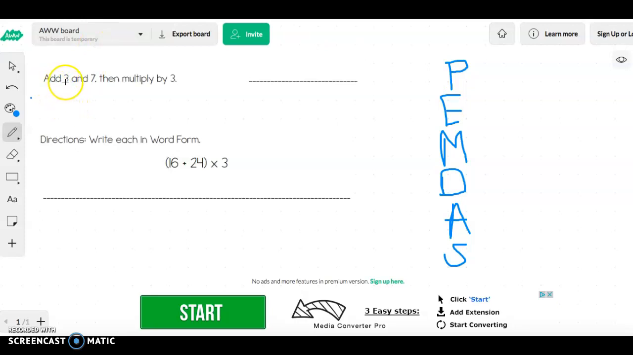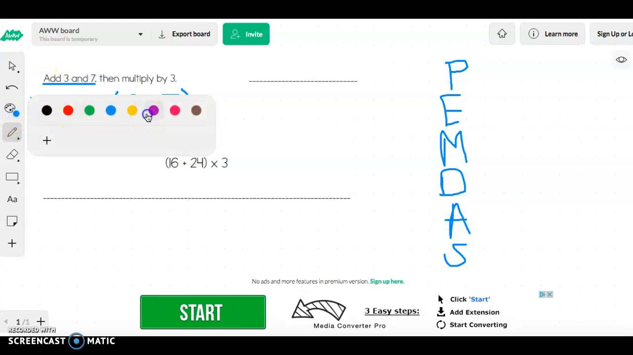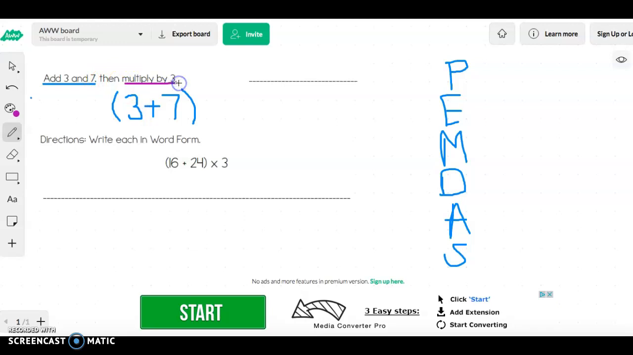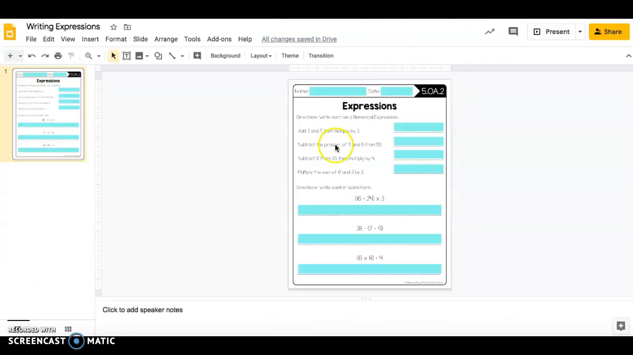Right here it says add 3 and 7. So first, parentheses, I need to put 3, add means plus, 7. I did this first sentence here, and then it's telling me I need to multiply by 3. That is all you have to do today. It does not say solve anywhere. So this is all I want for the answers on these first 1, 2, 3, 4 problems. Does that make sense? I hope so.